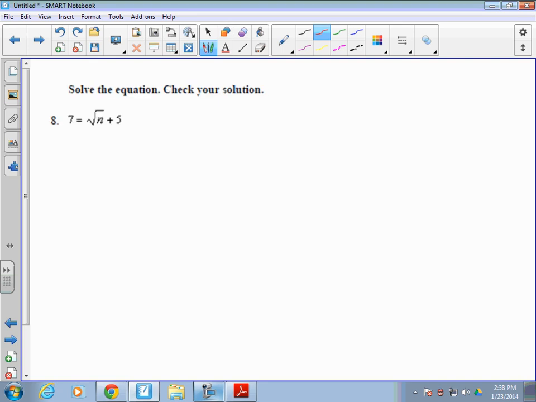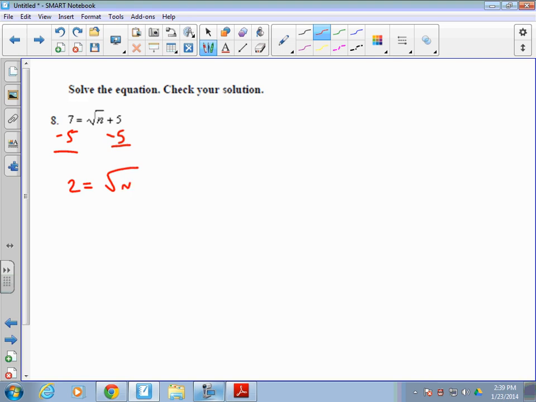Number 8 says solve the equation and check the solution. You have to isolate the radical, the square root of n. Don't freak out that it says the square root of n and not the square root of x. Just treat it like it's any other variable. But before you do square roots and squares, you have to get rid of the addition, the plus 5. So subtract 5 on that side and this side as well. It leaves you with 2 equals the square root of n.